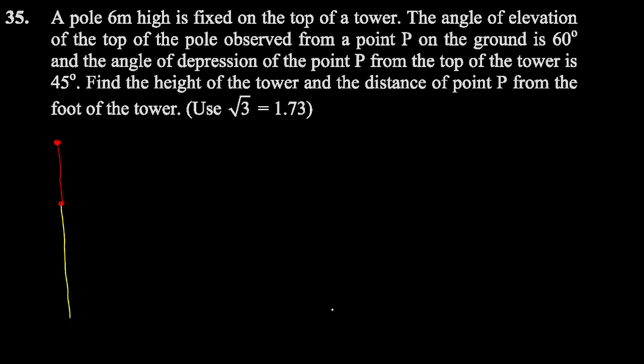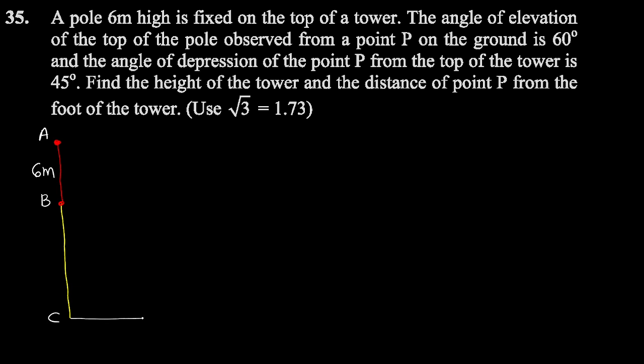So the pole is fixed. The height of the pole is 6 meter, fixed on the top of a tower. The angle of elevation of the top of the pole. Let us give some names. A is the top, B is the bottom of the pole, C is the bottom of the tower. I hope you have understood. The angle of elevation of the top of the pole observed from a point P on the ground.